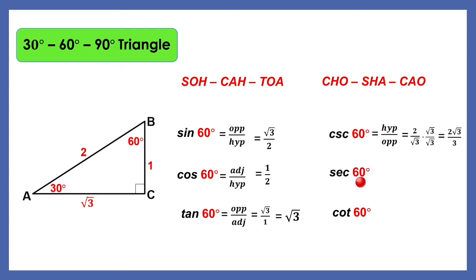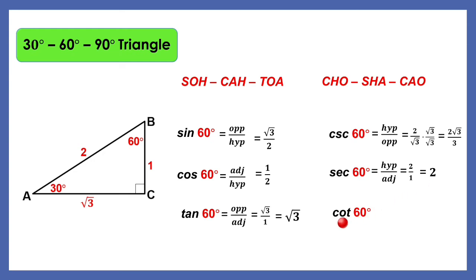Next is secant 60 degrees. Ito naman, secant 60 degrees equals hypotenuse over adjacent, or ito yung inverse ng cosine 60 degrees. Pinagpalit lang natin yung adjacent tsaka hypotenuse. Okay, so kung 1 over 2 ito, therefore, secant 60 is 2 over 1, or 2 divided by 1 is equal to 2.